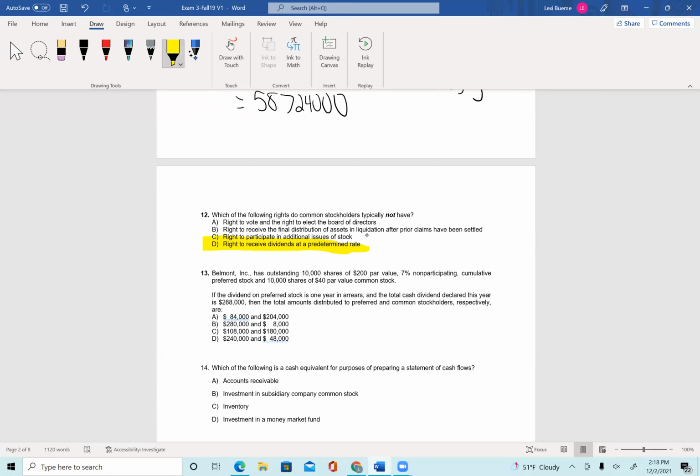And then Belmont Inc. has outstanding 10,000 shares of 200 par value, 7% non-participating cumulative preferred stock, and 10,000 shares of 40 par value common stock. If the dividend on the preferred stock is 1 year in arrears, and the total cash dividend declared this year is $288,000, what is the amount to preferred stockholders? So first, we're going to calculate this part. So 10,000 shares times the 200 par value times our 7%, that gives us 140,000. So that's going to be the preferred amount.